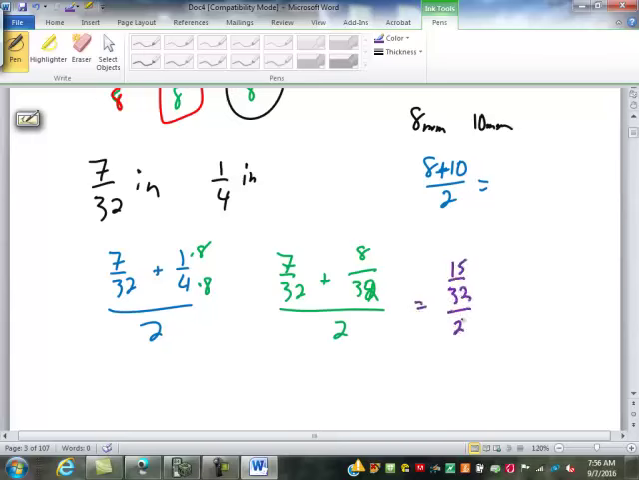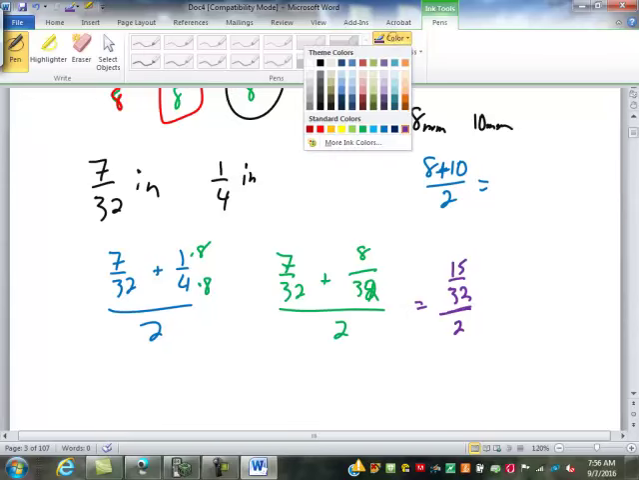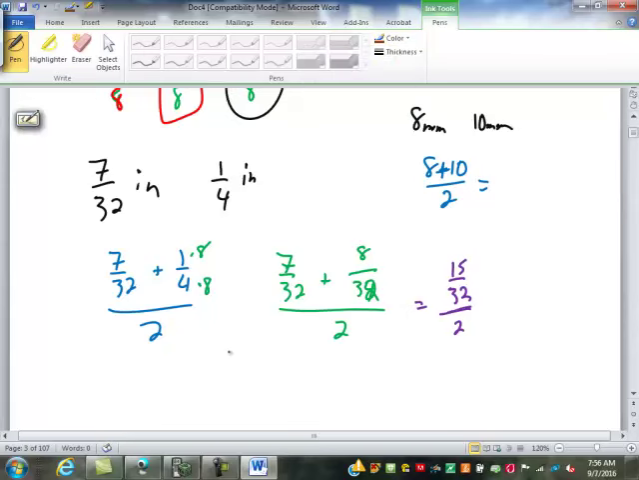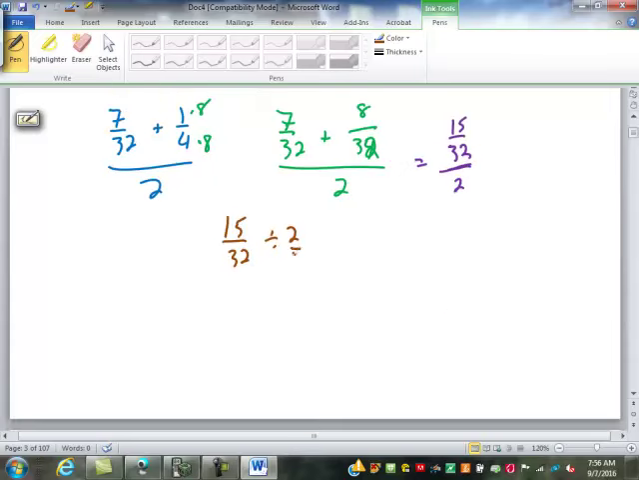And we still have to divide by 2. Well, 15/32 divided by 2, we make the 2 a fraction by making it 2/1. So that becomes 15/32 times 1/2. So that is 15/64.